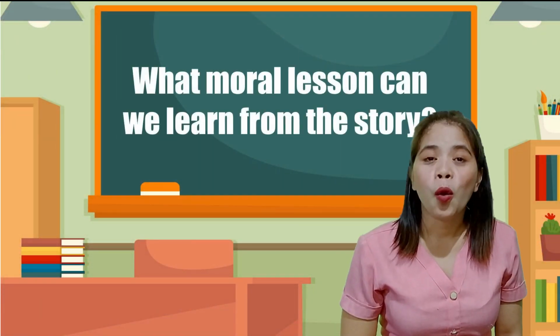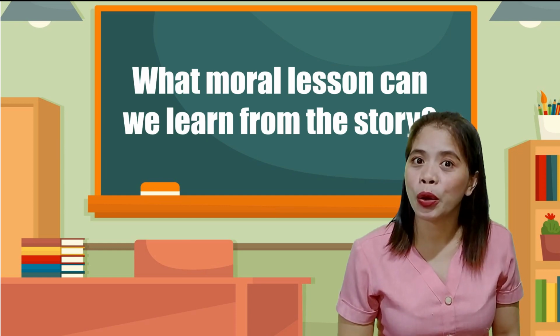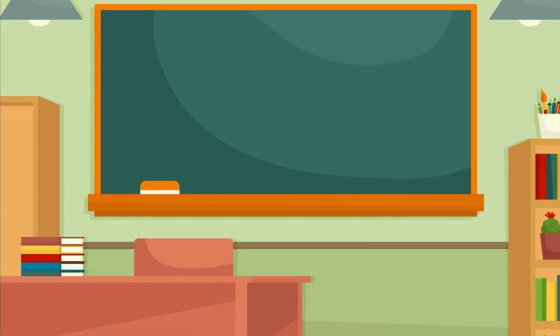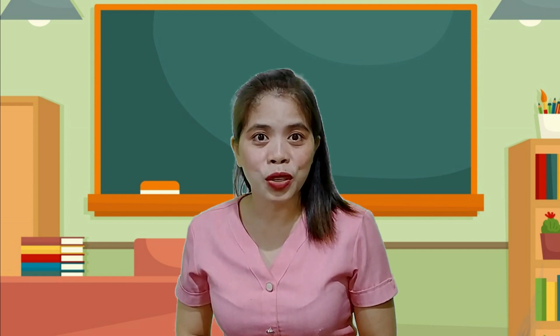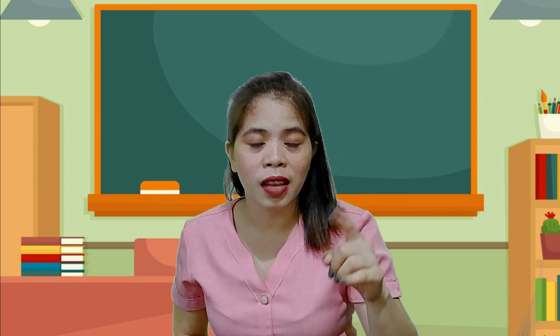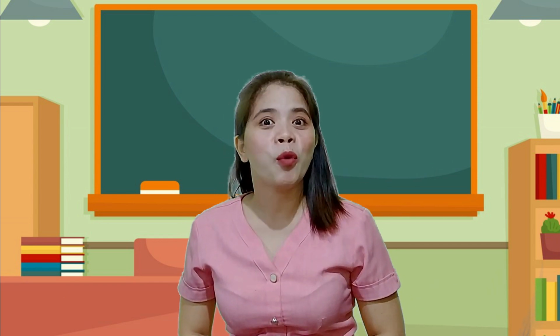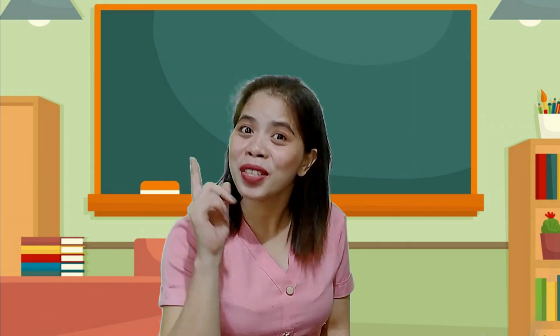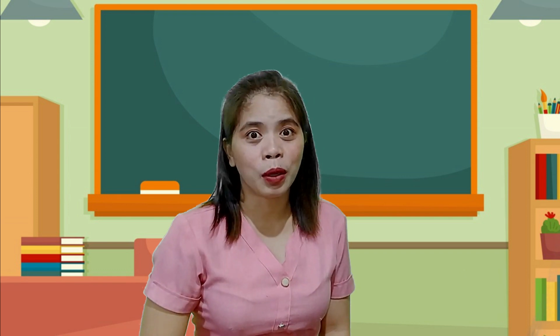Lastly, what moral lesson can we learn from the story? We should not easily give up in difficult situations. As they say, if there's a will, then there's always a way. Now it's your turn to predict the possible outcome of each situation.